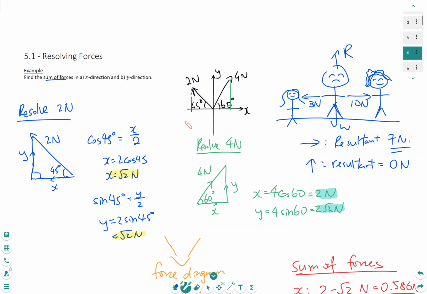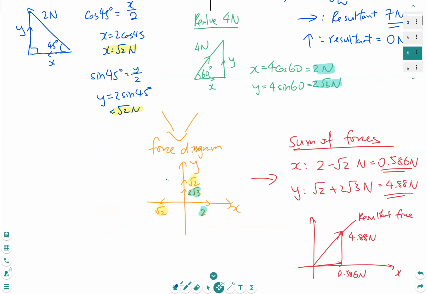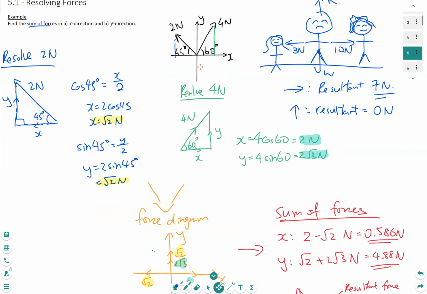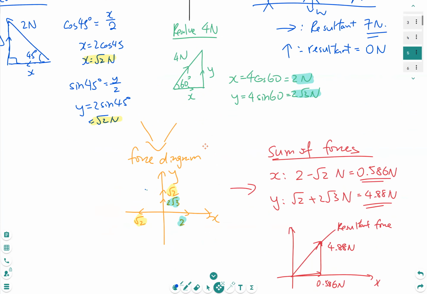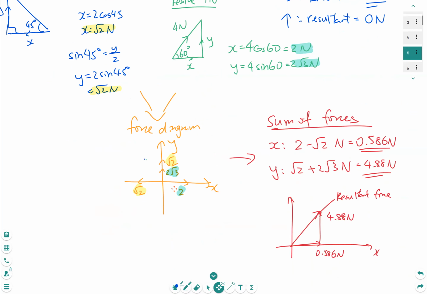Once we've resolved all the forces, we put them into a force diagram. A force diagram essentially is just putting the diagonal forces, the resolved forces that we found, into x and y axes. And then after that, we can do some calculation to see who's the winner on the x-axis. You can see 2 is bigger, so 2 minus root 2, so we've got 0.586. And for the y-axis, because they're both shooting upwards, we add them together because they're on the same side. You don't want to fight against your allies, do you? So root 2 plus 2 root 3 is 4.88, right?